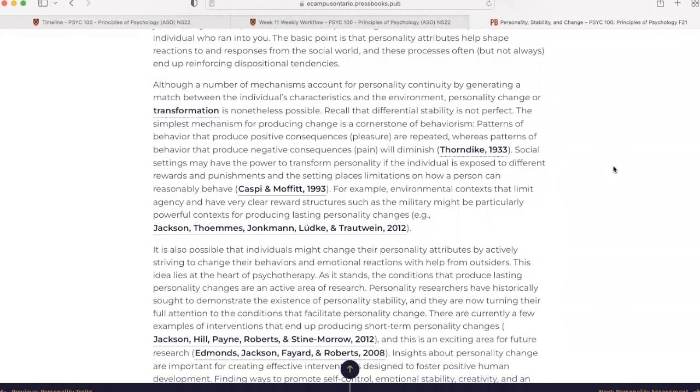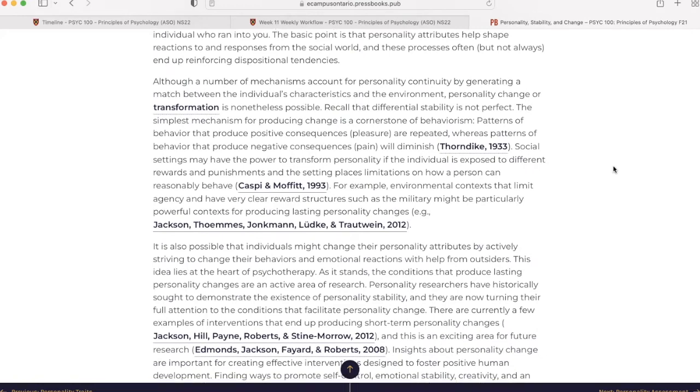Although a number of mechanisms account for personality continuity by generating a match between the individual's characteristics and the environment, personality change or transformation is nonetheless possible. Recall that differential stability is not perfect. The simplest mechanism for producing change is a cornerstone of behaviorism. Patterns of behavior that produce positive consequences, pleasure, are repeated, whereas patterns of behavior that produce negative consequences, pain, will diminish. Social settings may have the power to transform personality if the individual is exposed to different rewards and punishments, and the setting places limitations on how a person can reasonably behave.